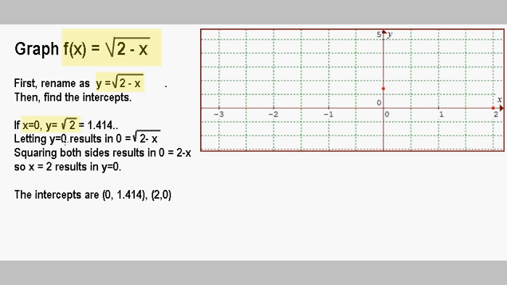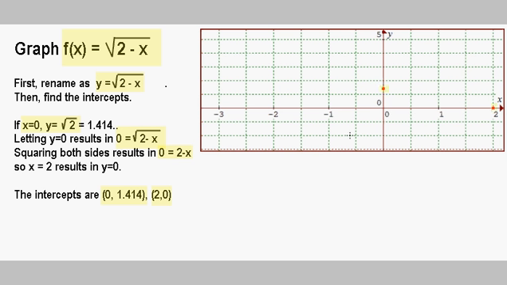Now to find the x-intercept, we let y equal 0, and that means the equation itself equals 0, and we solve 0 equal the square root of 2 minus x. It's a radical equation. If you square both sides, you get 0 equal 2 minus x, so x is 2. Actually, you can see that x equal 2 is the only solution you could have here. The x-intercept is x equal 2, y equals 0. So our two intercepts are 0, 1.414, the rounded value of square root of 2, and 2, 0. And we plot both of these, shown here.